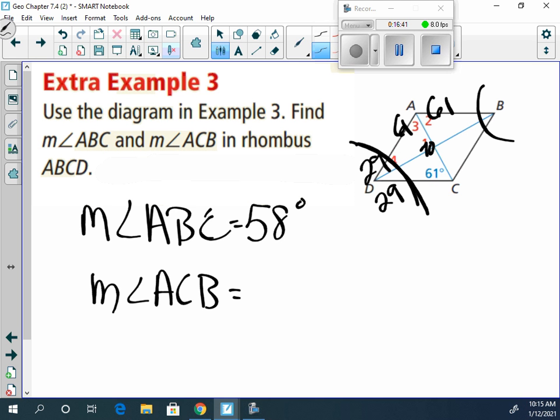ACB is, well, 61. We kind of already found that because, again, the angles are bisected. They're cut in half. Questions on this here? How did you get, so A, B, it's just those two angles together. Each one of them would have been 29. And if we combine them, we get 58.